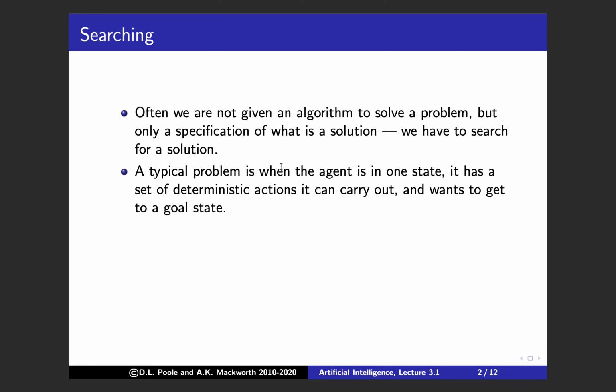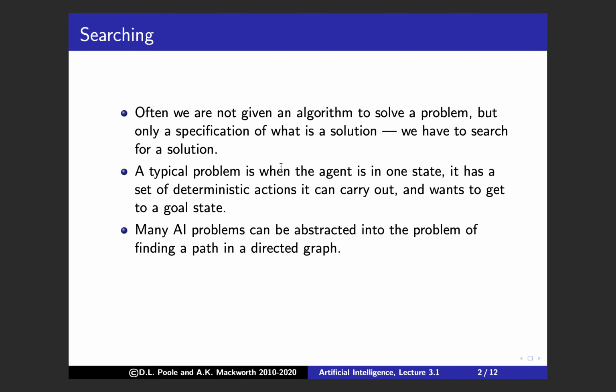So here's a typical problem. The agent's in one state, it has a set of deterministic actions it can carry out and wants to get to a goal state. A typical example of this is path planning, for example in Google Maps. They assume that the person is at one particular location and can turn left, right or go straight and has to get to their destination.